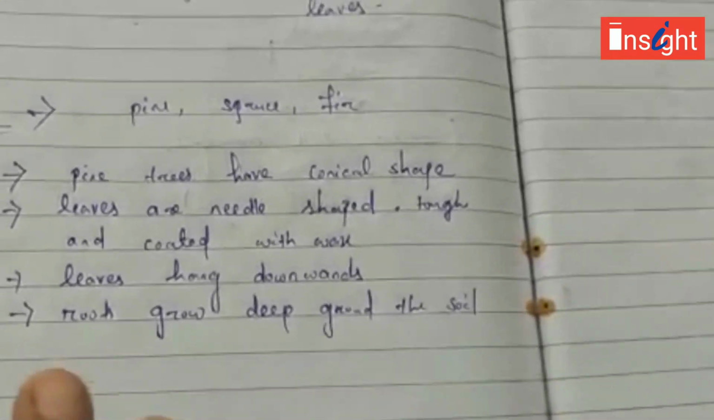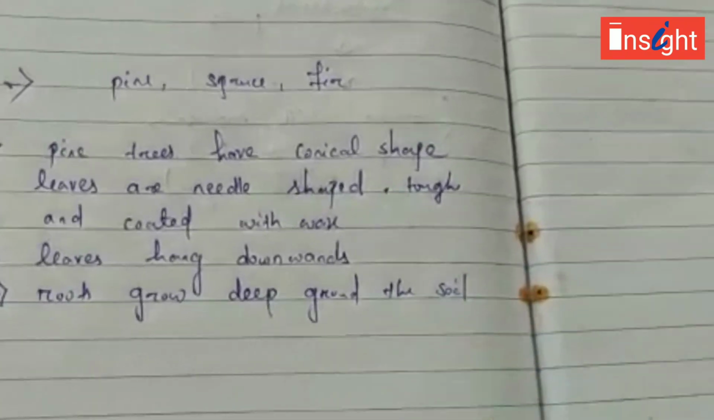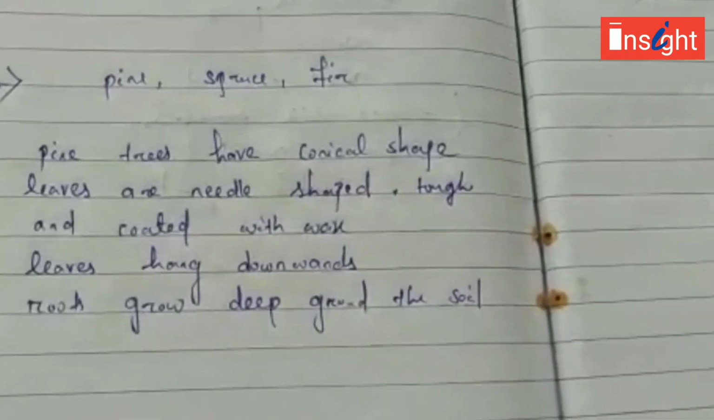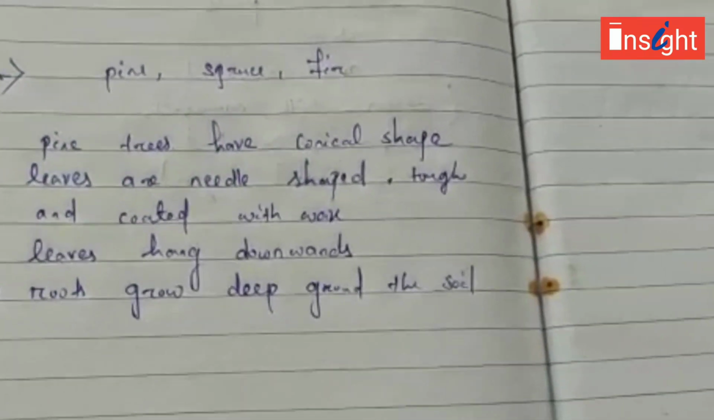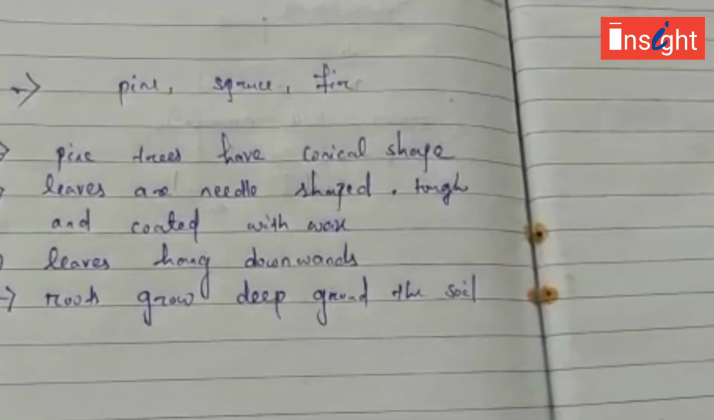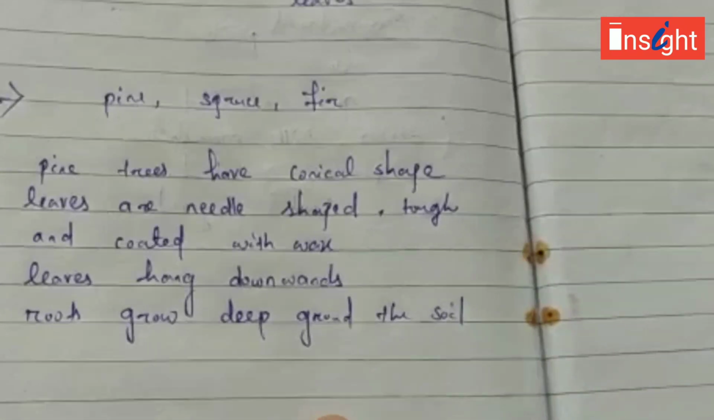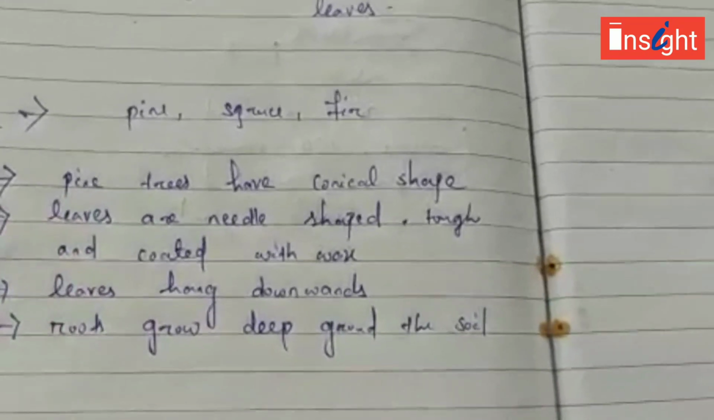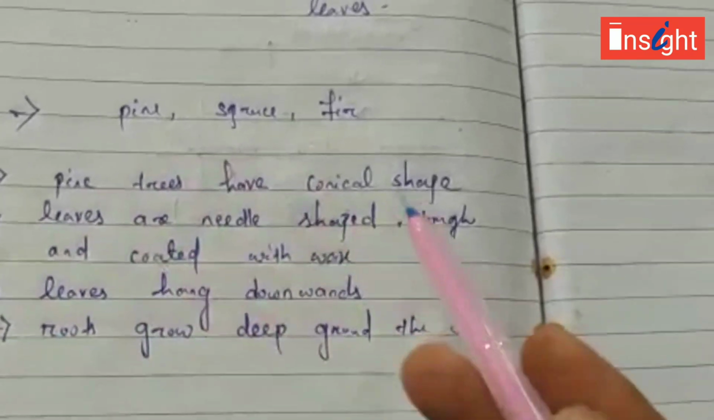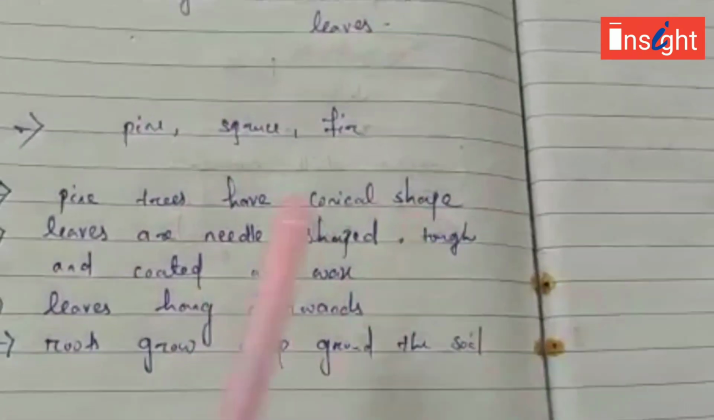The roots grow deep into the soil, so that they can withstand strong wind also. They can take the help of the soil to withstand strong windy conditions. They are not getting uprooted because the roots are growing deep into the soil. So these are some adaptations shown by the pine trees or the hilly area trees.